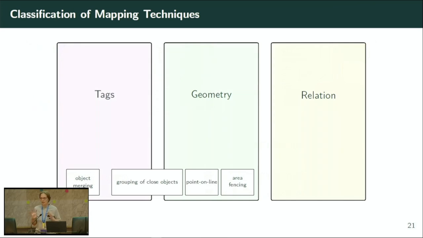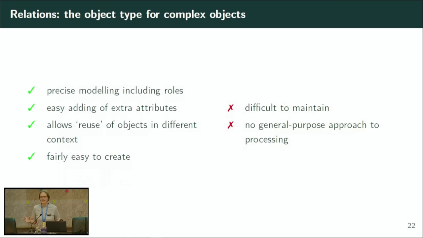So these are the geometry techniques I found. And then there's the relation. In theory, the relation is pretty much made for what I'm trying to explain here, and that is to have multiple OSM objects and put them in one thing. So this is very precise. You really can say, these objects are part of my complex real-world thing. You can add as many attributes as you want. You only have to state them once. And you can also reuse objects in a different function or role.